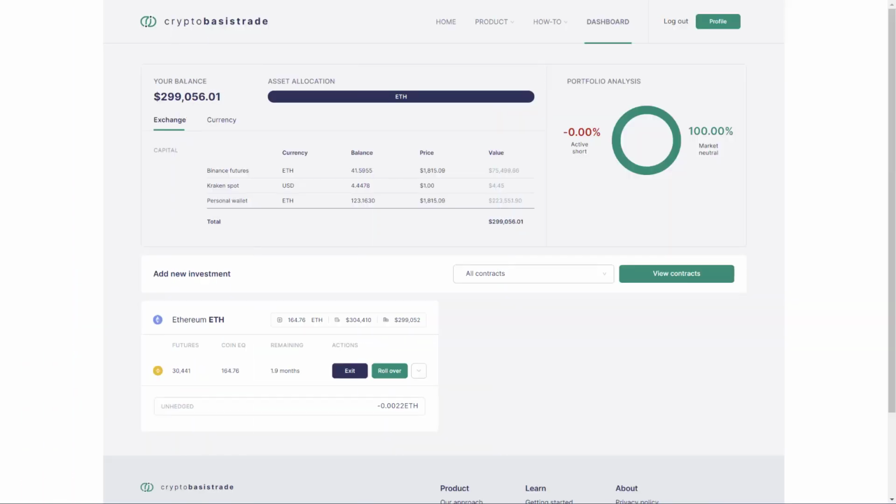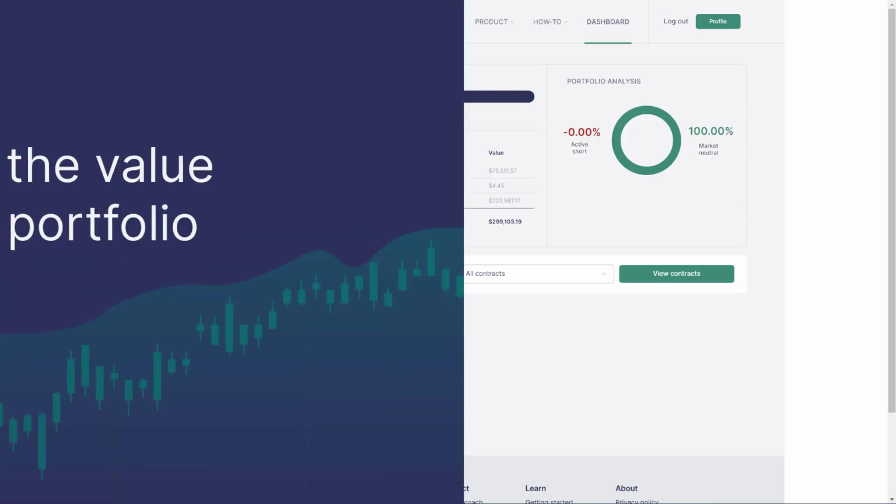The basis trade strategy does not require you to trade frequently. You only need to trade to roll over futures contracts when they approach their delivery date, or if you want to exit all or part of your portfolio. You can also trade to create an active long or short position, as we discussed later in this tutorial. After entering the basis trade, you can periodically check the value of your portfolio. You should also monitor the safety margin on your short futures position to avoid liquidation.